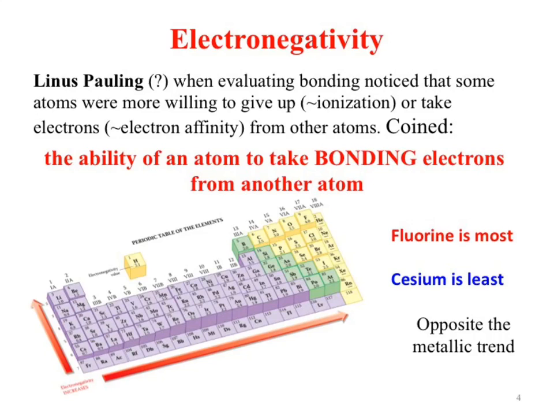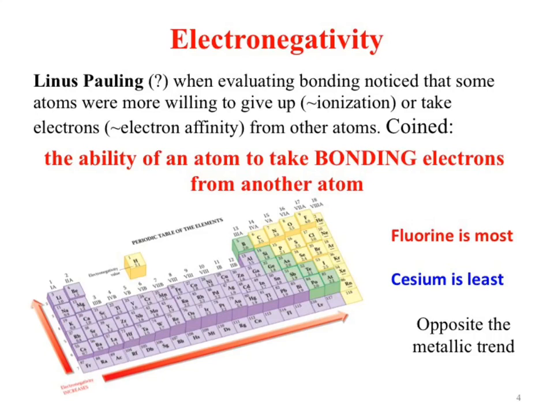It's not really an electron affinity, and it's not really an ionization energy. That's because the electrons that we're talking about when we look at electronegativity are not electrons going into the vacuum or being pulled out of the vacuum, but electrons being pulled away from another atom. So it's a bonding electron.